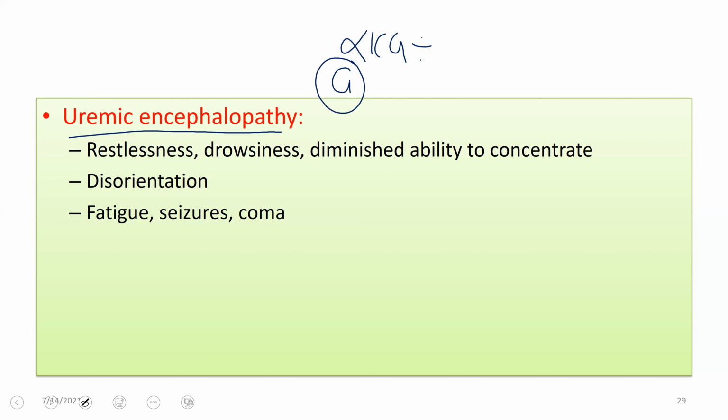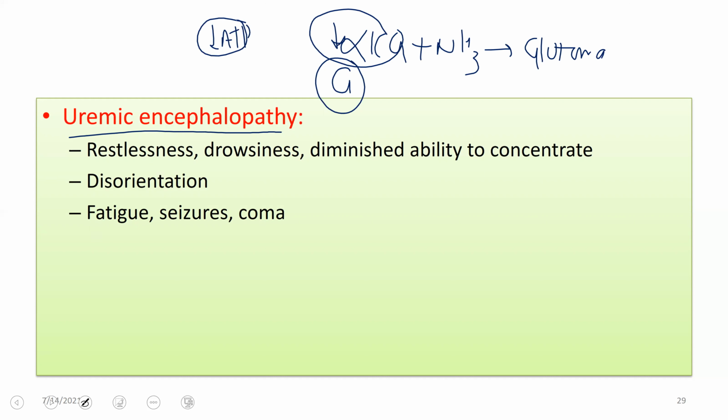So let us consider this alpha ketoglutarate in presence of ammonia will be converted into glutamate. So there will be decreased amount of alpha ketoglutarate. As we know, alpha ketoglutarate is one of the substrates for Krebs cycle. So Krebs cycle will not be functioning properly. Hence, there will be decreased amount of ATP formed. And because there is diminished amount of ATP, this will manifest with drowsiness, difficulty to concentrate as well.